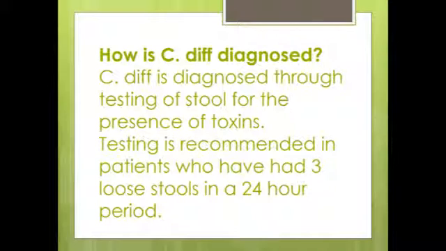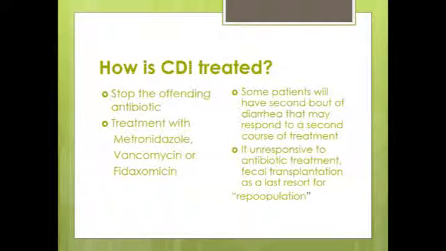How is CDI treated? The first step in treating C. difficile infection is to discontinue the antibiotic that triggered the infection. Doctors usually prescribe antibiotics such as metronidazole, vancomycin, or fidaxomicin. These antibiotics keep CDI from growing, which allows normal bacteria to flourish again in the intestine.